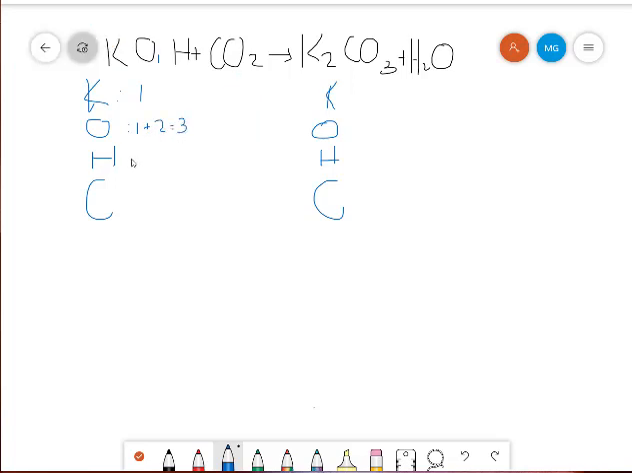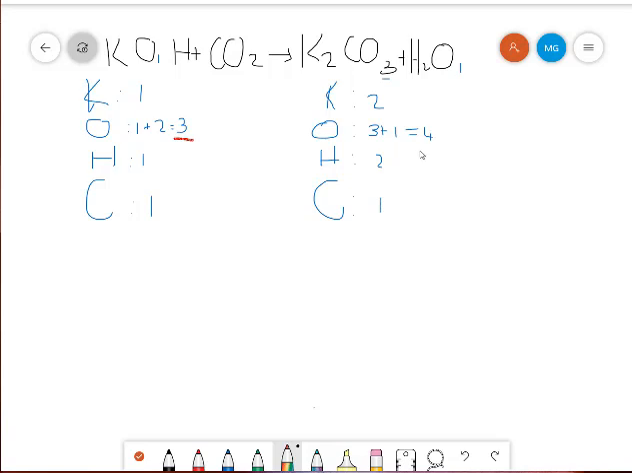On the right side, there again, I see 2 oxygens. The first one has 3 oxygens plus 1 oxygen. If there's nothing after the oxygen, you know it's 1. There's 1 oxygen there. So that gives me 4 oxygens in total. Okay. On the left side, I have 1 potassium, 3 oxygens, 1 hydrogen, and 1 carbon. On the right side, I have 2 potassiums, 4 oxygen, 2 hydrogen, and 1 carbon.